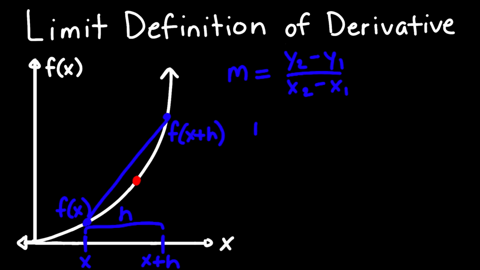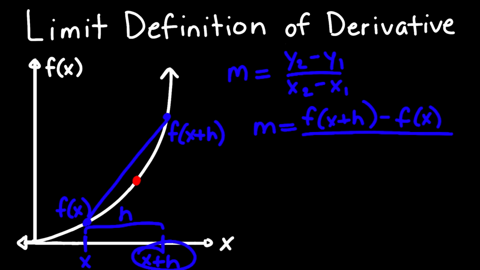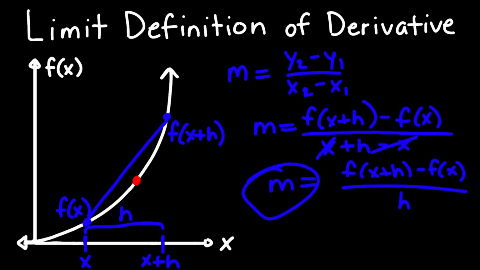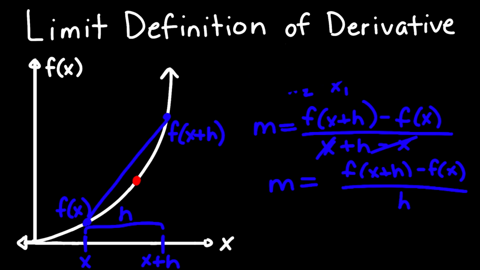Now if we plug this back into our slope formula, we see that y2 is f of x plus h, and y1 is simply f of x, so we subtract these, and then x2 is x plus h, x1 is x, so we will have x plus h minus x. And then this will simplify down to f of x plus h minus f of x on top, and then the two x's cancel, leaving us with this as the slope of our secant line. So this value of m is the average rate of change of the function, but again, what we're trying to find, the derivative, is the instantaneous rate of change.